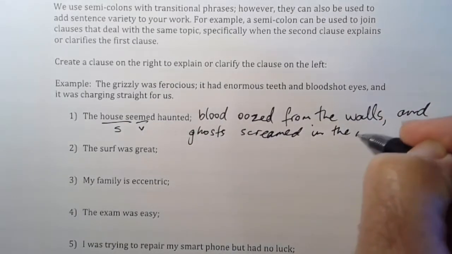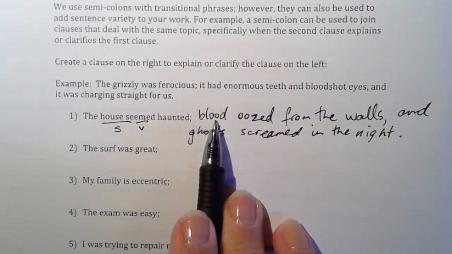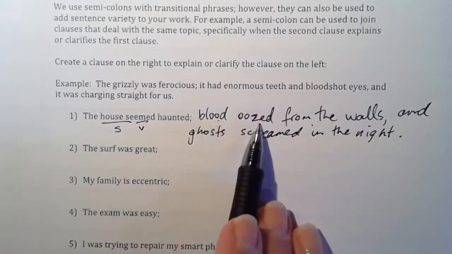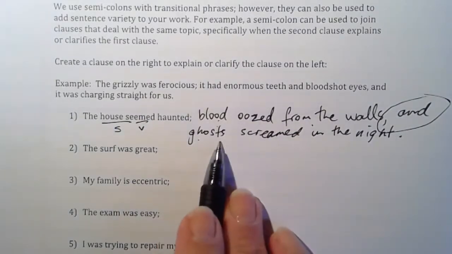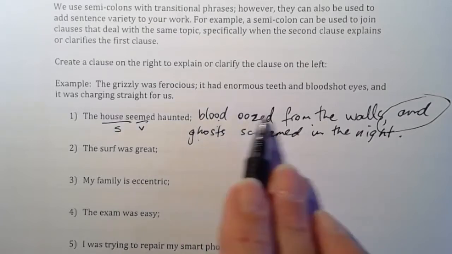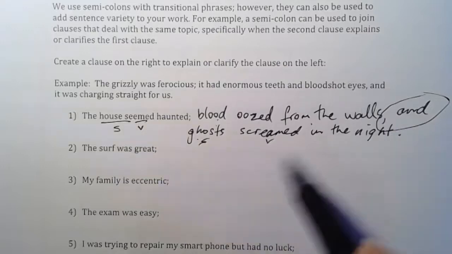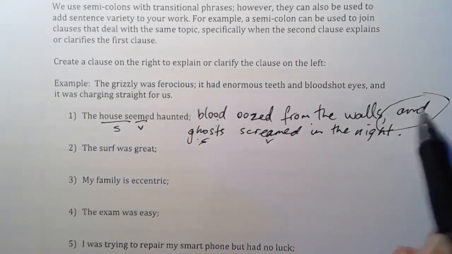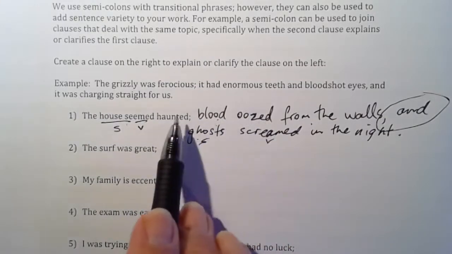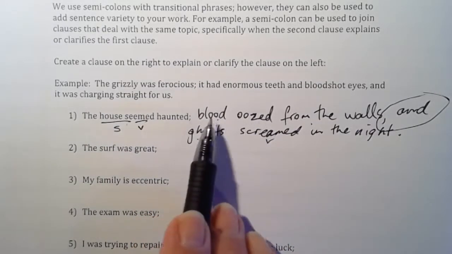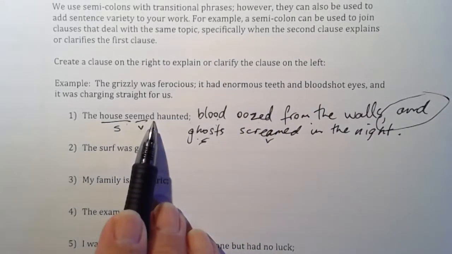So there we have it. If you were lucky enough to stay the night in a haunted house, you would see that blood oozed from the walls, subject, verb. And we've got a comma and a conjunction, remember, so we're going to have a clause here. Ghosts screamed. Blood oozed from the walls and ghosts screamed in the night, subject, verb. So, my second clause and my third clause, we've got three clauses, right? 1, 2, 3. After the semicolon, whatever I put here has to clarify or explain what I put here.